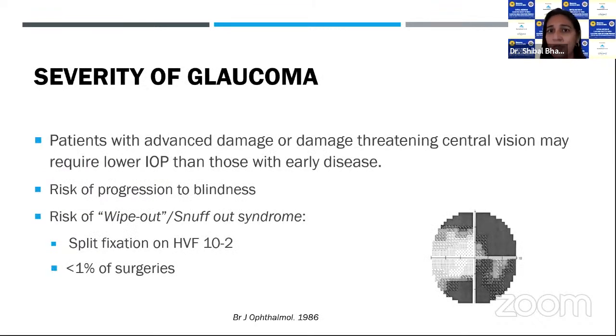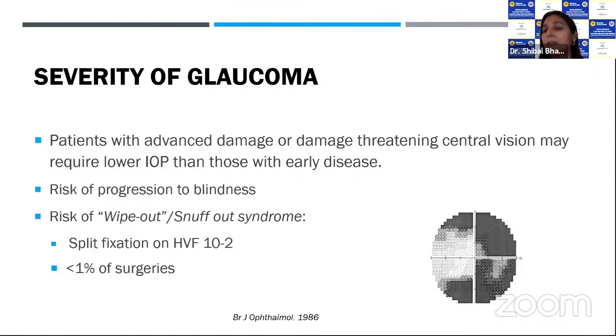Remember, patients with advanced damage or that is threatening central fixation require lower IOPs. So you must consider a surgery in these patients, but also you must remember that those with split fixations may be at higher risk of snuff out. More than snuff out, I think vision loss following glaucoma surgery comes from hypotony. So be very, very conscious in these patients. There's also spikes in intraocular pressure if you've left viscoelastic behind or if your sutures are too tight. Wipeout per se causing decreased vision happens in less than 1% of surgeries, and many of these get reversed if you give them a high dose of systemic steroids.